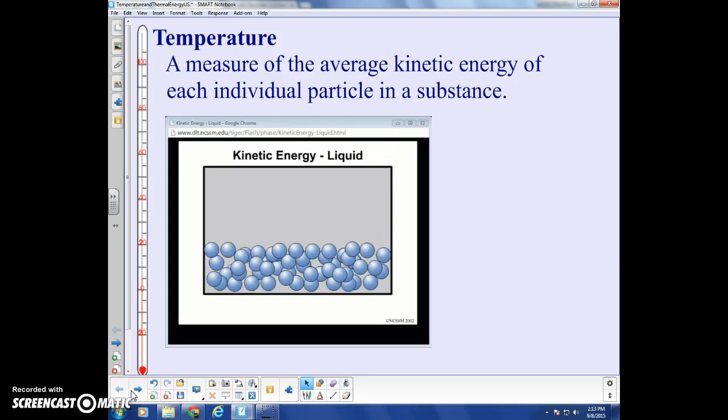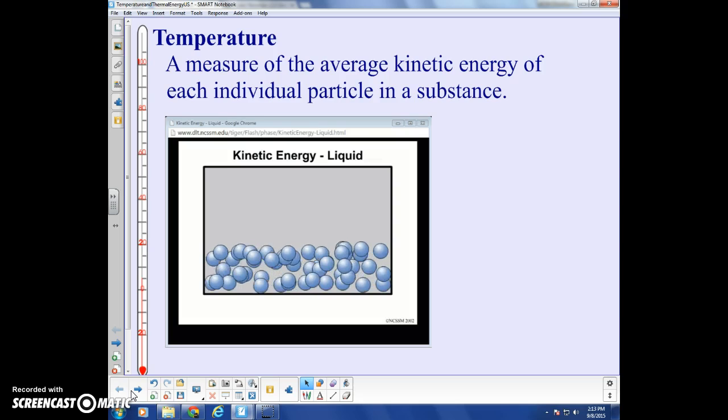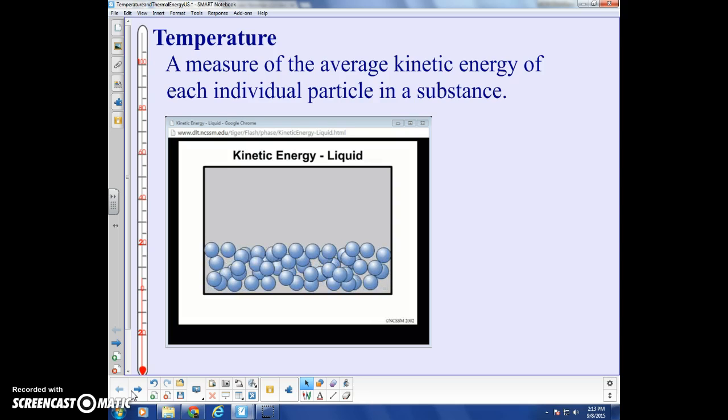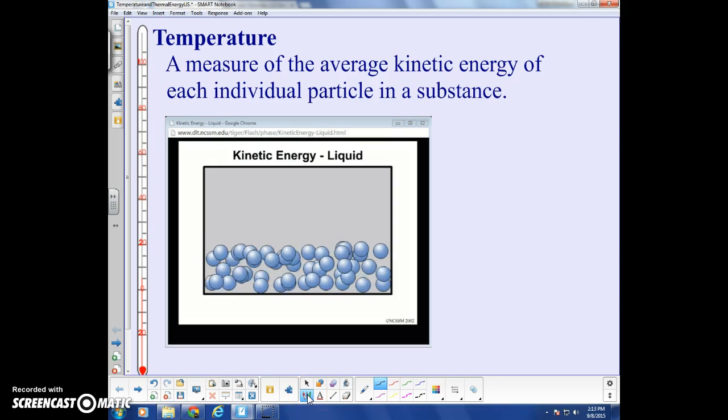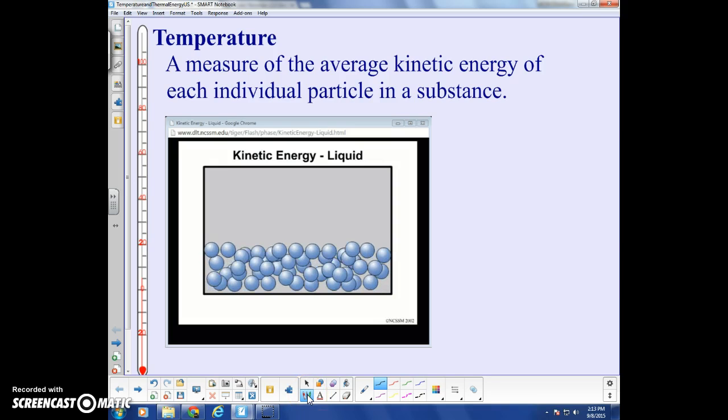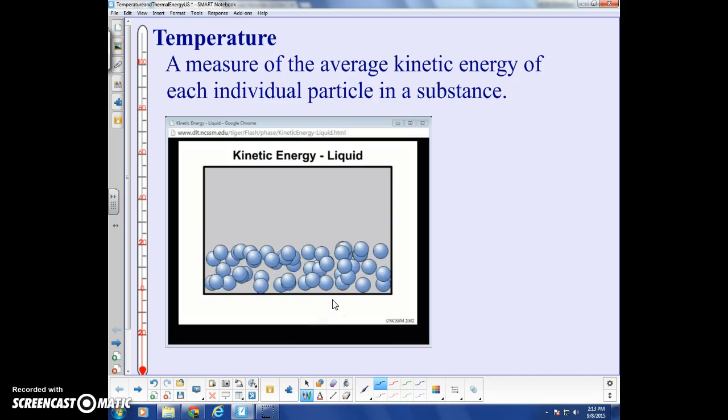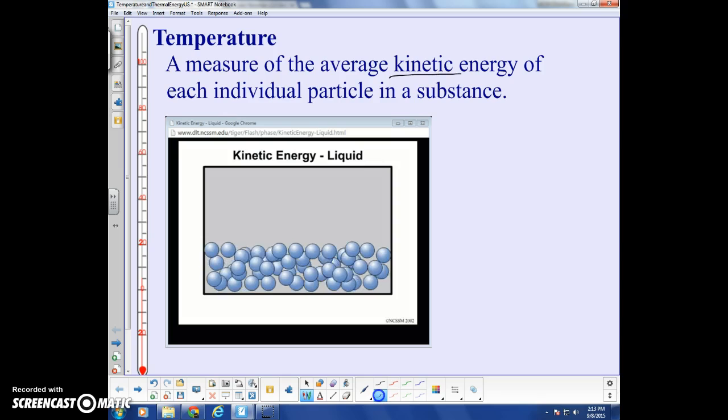Hello everyone, this is the temperature section of the measurement stations, and I'd like to review what temperature is. As you can see right here, temperature is the measure of the average kinetic energy of each individual particle in a substance. So, average kinetic energy. Remember, kinetic is the energy of movement.